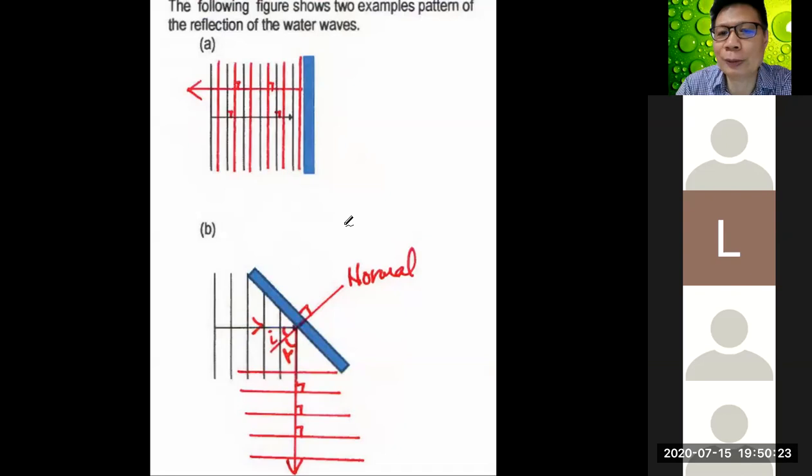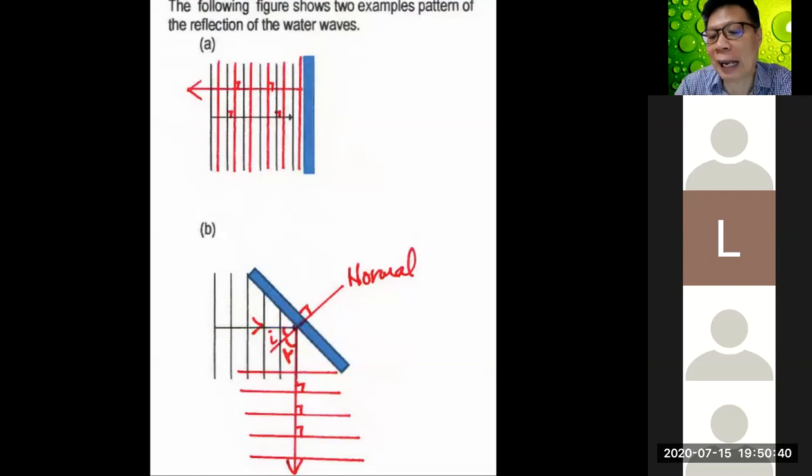Now my next question: what are the things that will not change after reflection? What are the things that never change? So what is that?